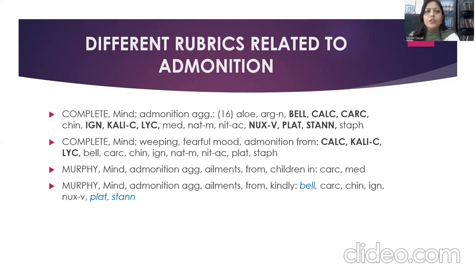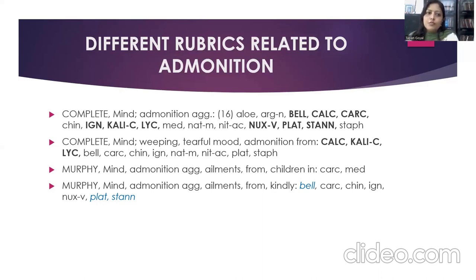So in Complete Repertory, we have one more rubric related to admonition, which is mind, weeping, tearful mood from admonition. We have calcarea, kali carbonicum, and lycopodium in high grade, and belladonna, carcinosin, china, ignatia, natrum muriaticum, nitric acid, platinum, and staphysagria in low grade. In Murphy repertory, we have one rubric, mind, admonition, aggravate, ailments from, specifically in children. We have two remedies there, carcinosin and medorrhinum.